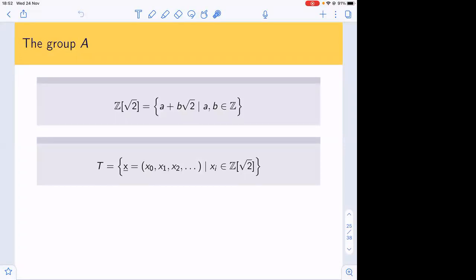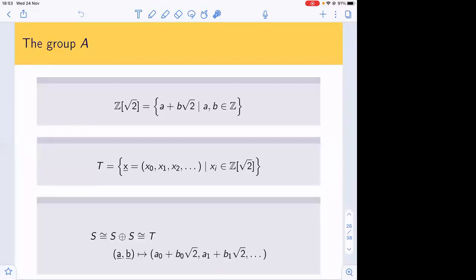And let's start off with a group I'll call T. So just as I can take sequences of integers and they form a group under addition, if I take sequences of this set Z of root 2, so sequences whose terms are all real numbers in Z of root 2, that's also an abelian group under addition. So this group is really nothing new, because it's actually the same group as the group of sequences of integers under addition. Because remember that we saw earlier, S is the group of sequences of integers. We saw that S is isomorphic to the direct sum of two copies of itself, just by interleaving two sequences to get a single sequence.